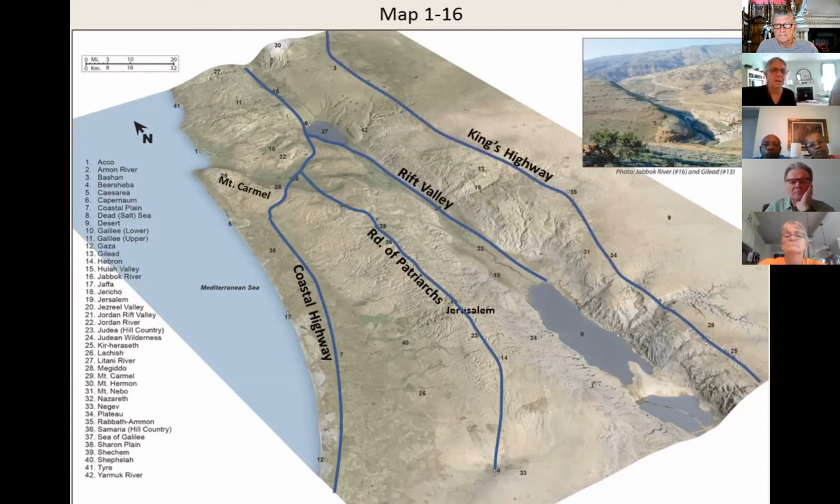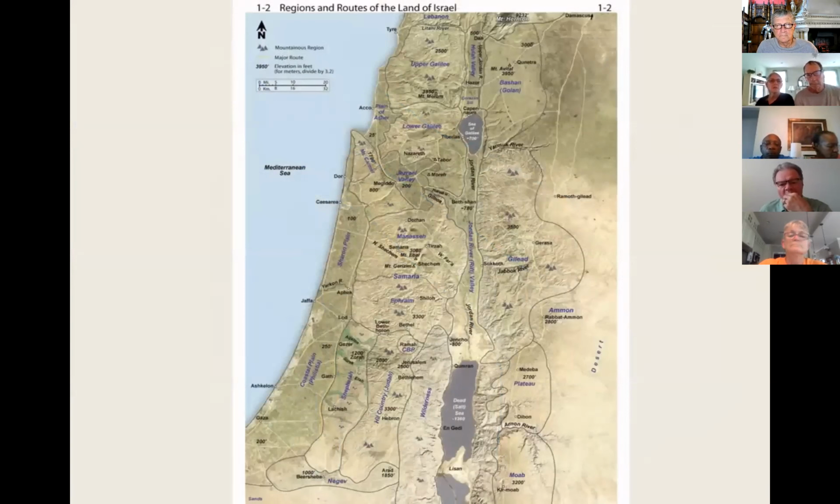The route is called the King's Highway. Further to the north, the Bible calls the route the way to Bashan. The route continues beyond Bashan to Damascus. Let's see these same routes on map 1-2, where they appear finely highlighted in yellow already.